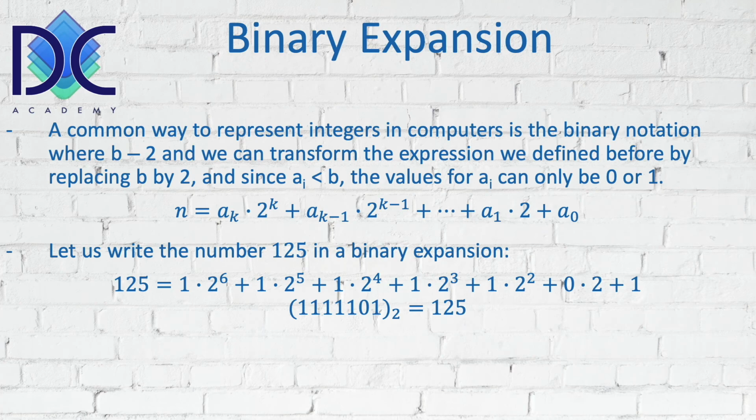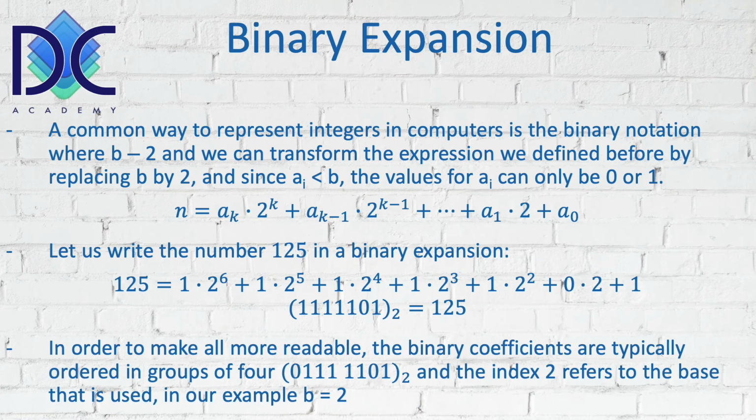The 125, well, later we will also put it between brackets and put the base number 10 there, because 125 could be the result of a different expansion. The 1111101 that we have here, well, we don't know which expansion it would be. So we have to specify that we are having here the binary expansion.